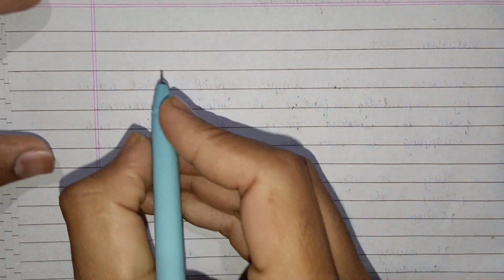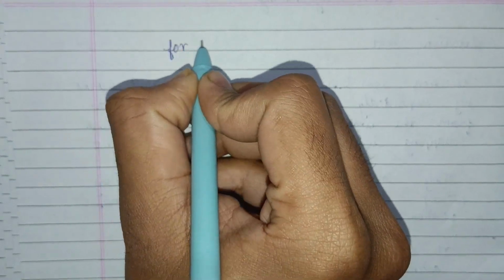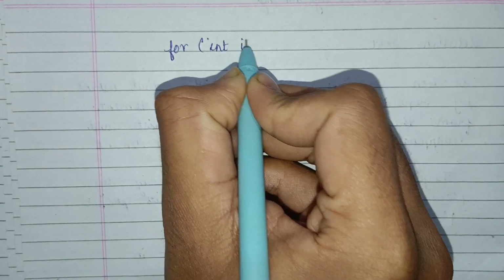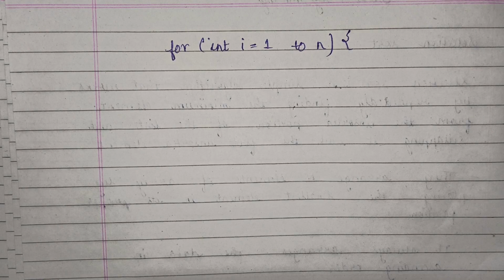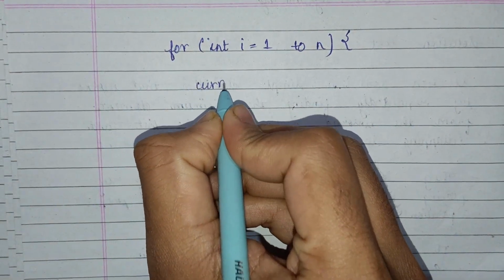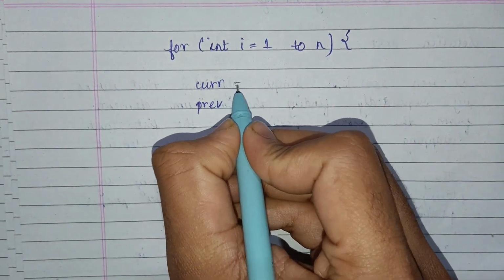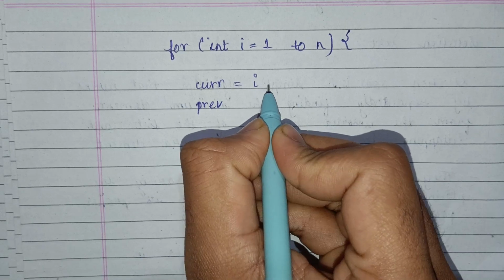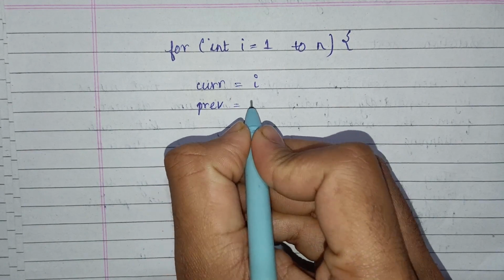So let's see the pseudocode for insertion sort. We will run a loop from i equal to 1 to n, and we will take two variables, current and previous. So we will initialize current equal to i, and previous will be i minus 1.